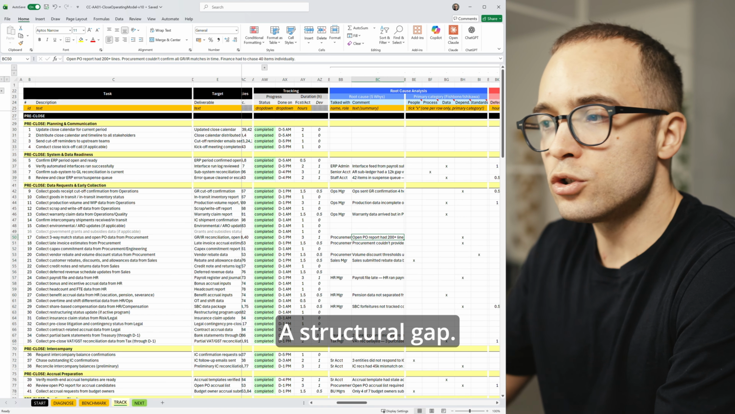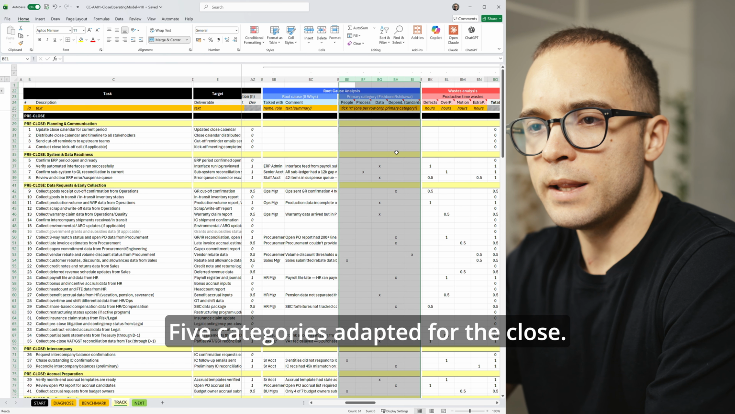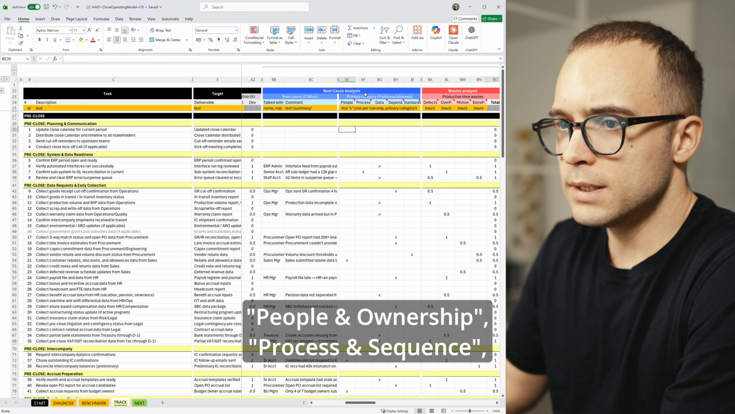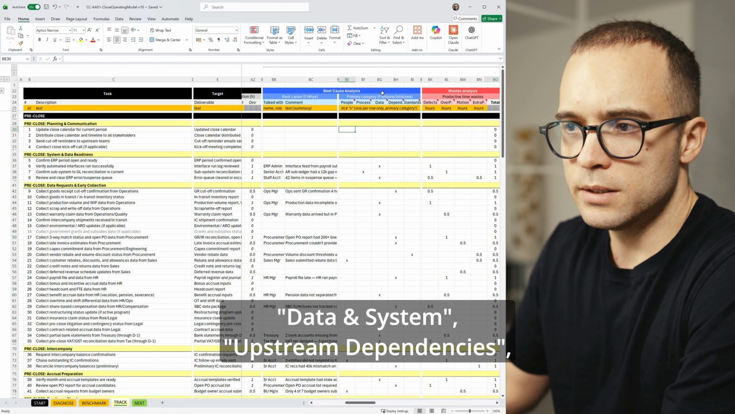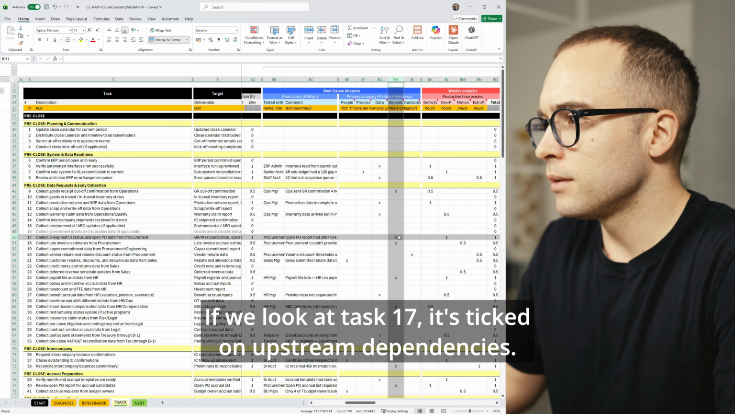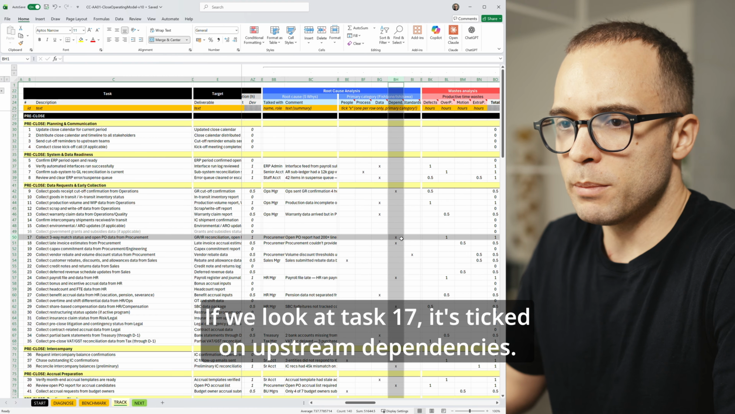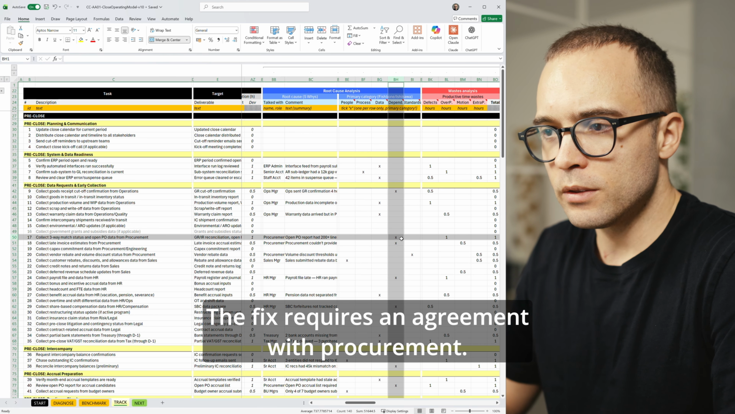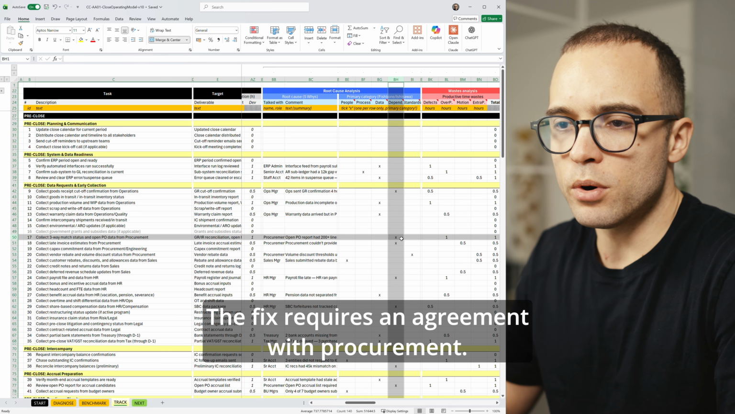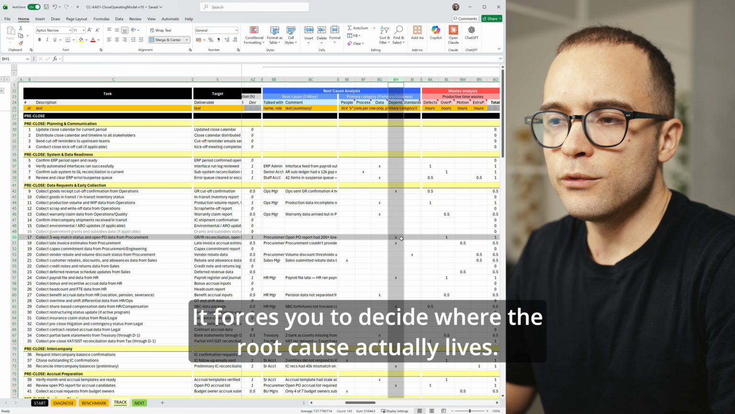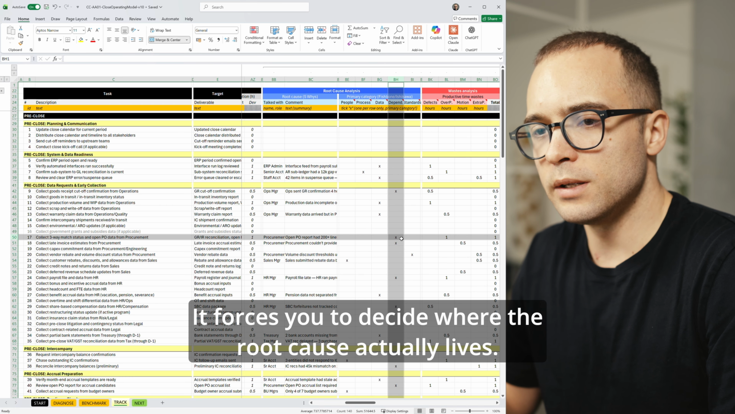Columns BE to BI. 5 categories adapted for the close. People and ownership, process and sequence, data and system, upstream dependencies, standards and documentation. If we look at task 17, it's ticked on upstream dependencies. The problem crosses a department boundary. The fix requires an agreement with procurement. 1 tick per task, primary category only. It forces you to decide where the root cause actually lives.